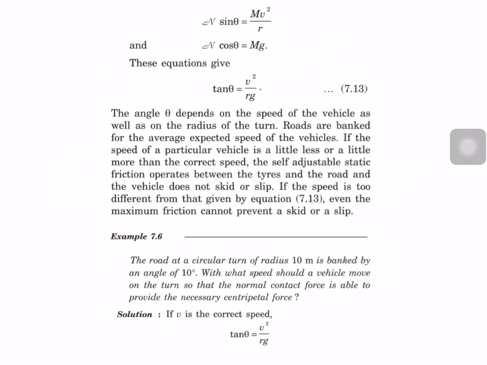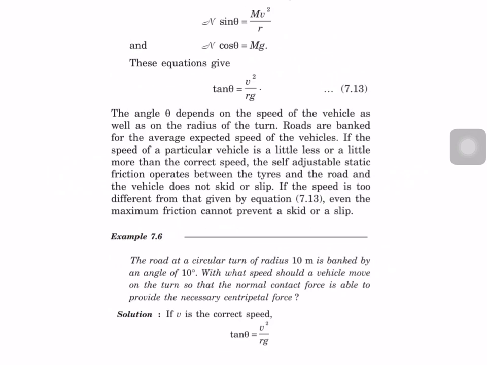So roads are banked for the average expected speed of the vehicle. If the speed of a particular vehicle is a little less or a little more than the correct speed, the self-adjustable static friction operates between the tires and the road, and the vehicle does not skid or slip. That means the banked road provides sufficient friction so that the vehicle will not skid while going on a banked or curved road.